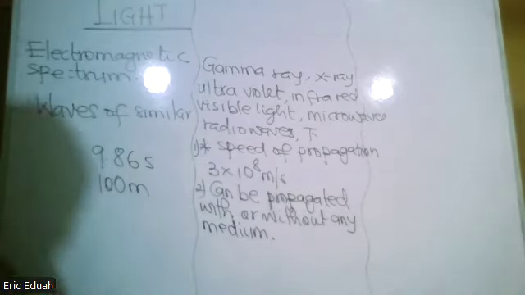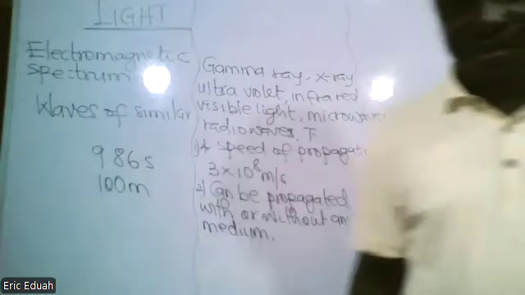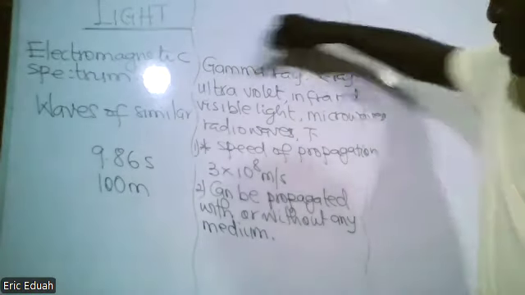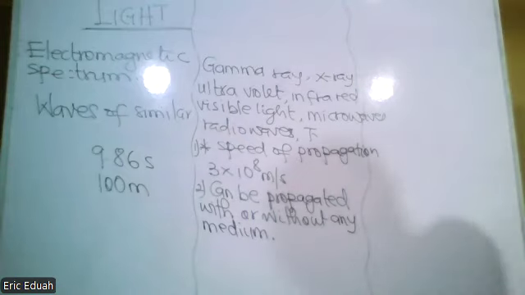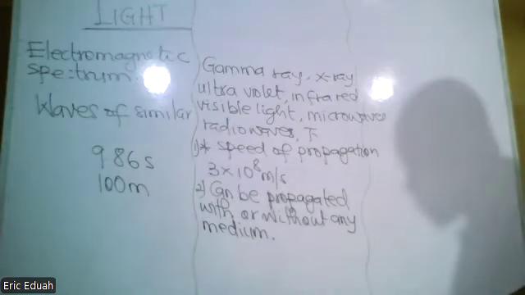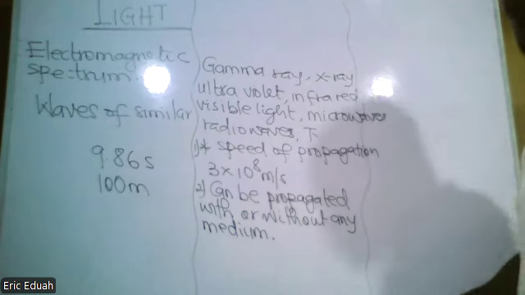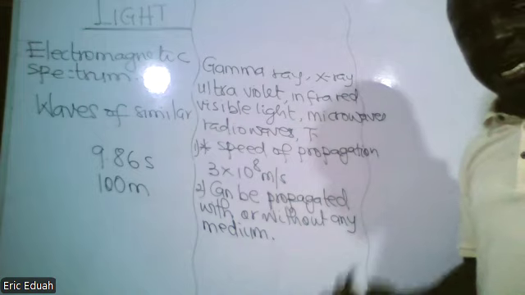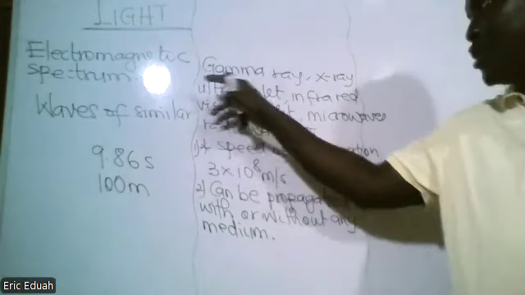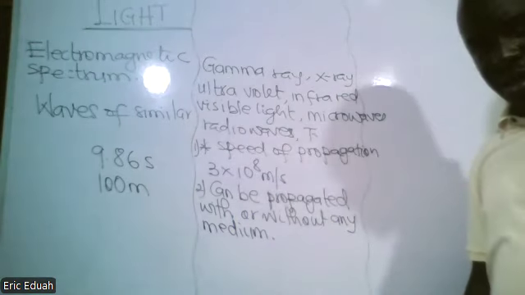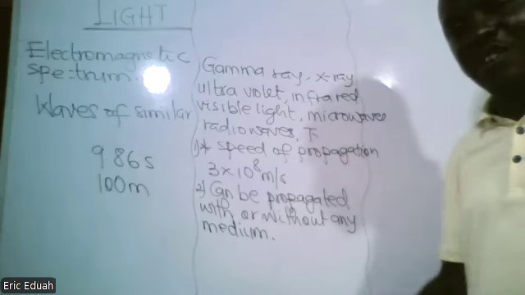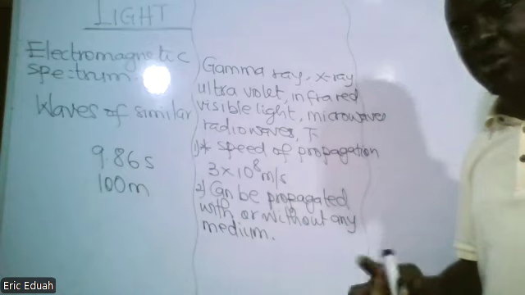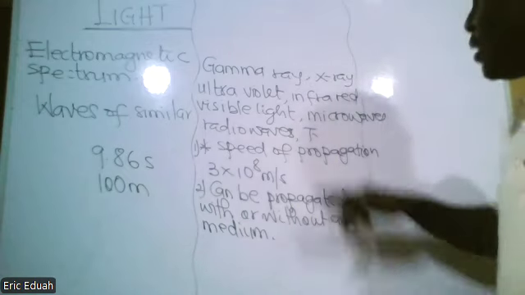Then the next characteristic they share is that they can all be propagated or transmitted with or without a medium. Okay, we use this ray, gamma ray, for sterilization purposes in industries. Before items are canned, they have to be passed through gamma ray so that it will sterilize whatever container the items or the product has to be put into.